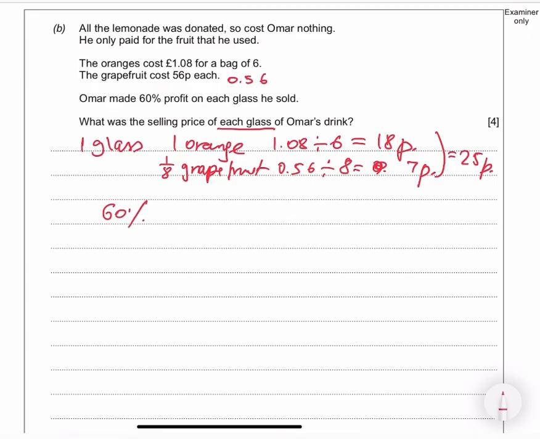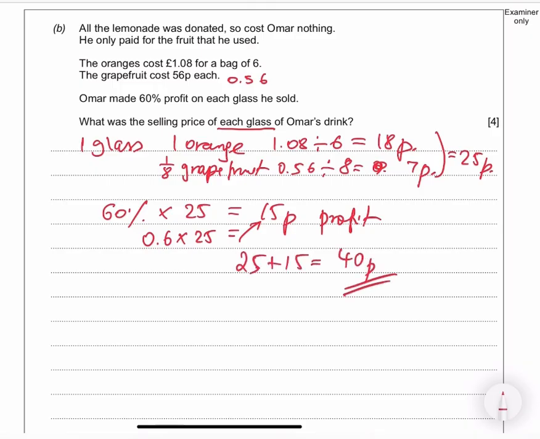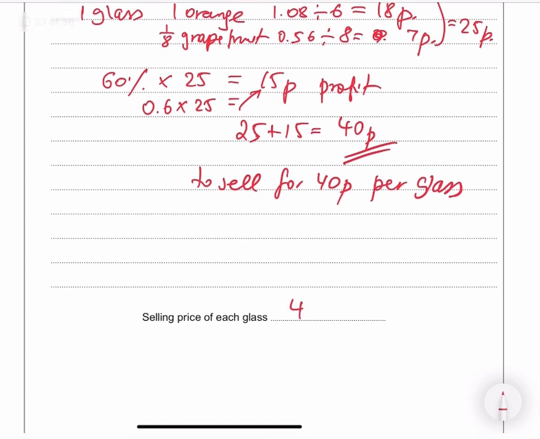And so that means each glass cost him 25p, but he added 60% profit to it. So we're going to find 60% of 25. Just multiply by the percentage. That will give you 15p. Or you can multiply 0.6 by 25, that's the same. So we're going to add that 15p profit to the price, 25p plus 15p, 40p. So this is what answers the question, what was the selling price of each glass? So 40p per glass.